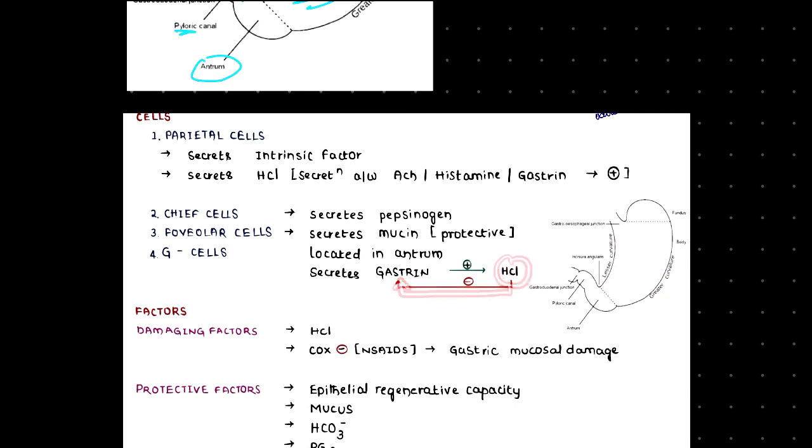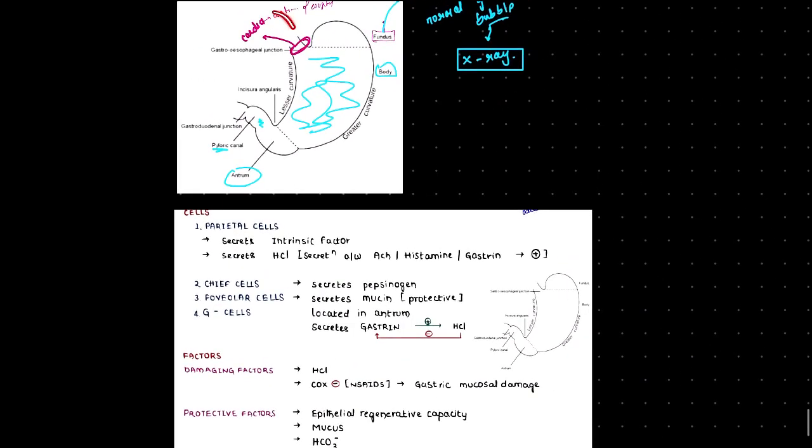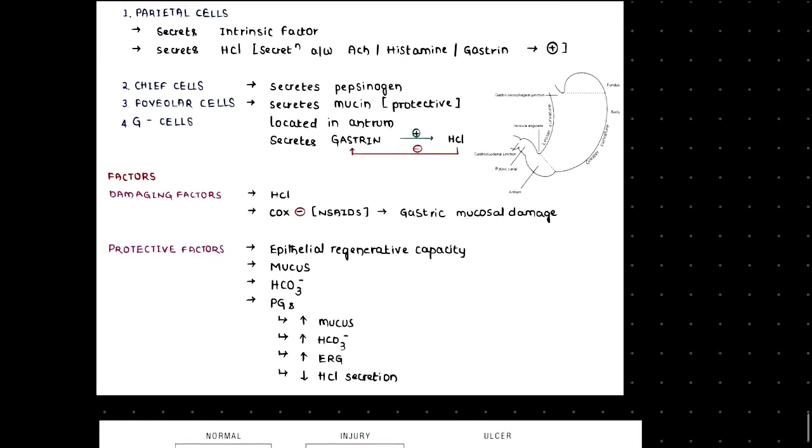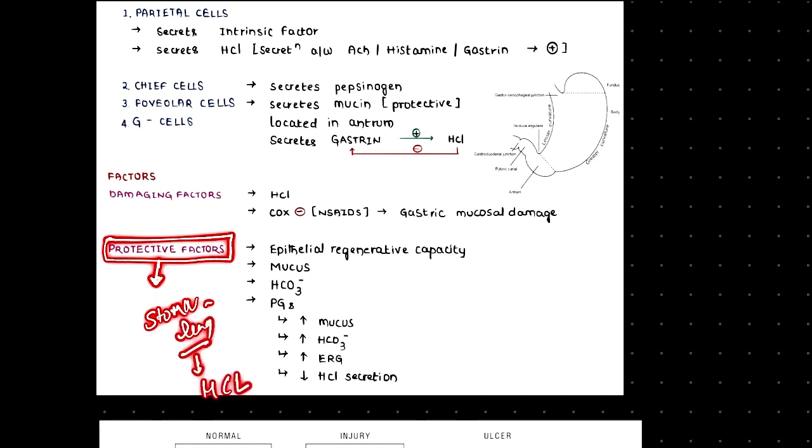Moving forward, we have studied the general anatomy and the histological part, the different cells. Now let's talk about the damaging factors and protective factors. Why are these important? The protective factors protect our stomach mucosal lining from corrosive acid, HCl, the gastric juice.